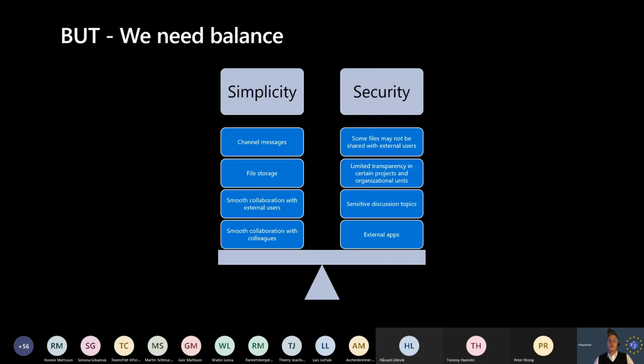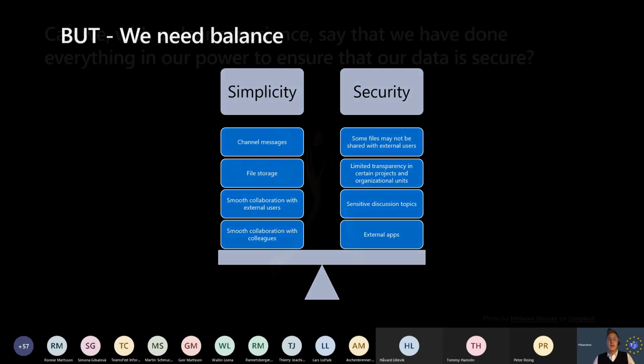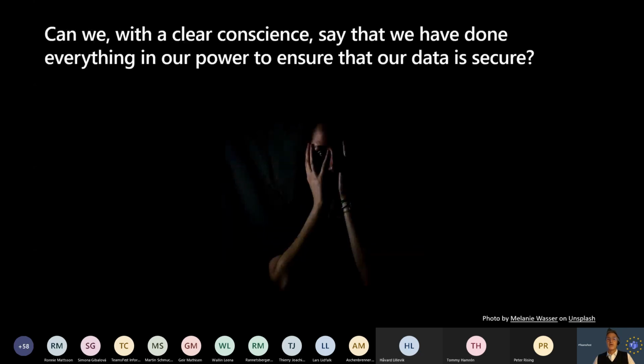Is our data safe where it is stored and handled? Can our data be deleted or manipulated intentionally or accidentally? Can unauthorized persons access our data intentionally or by mistake? Can unauthorized companies or organizations access our data intentionally or accidentally through the third-party apps we may be using? And can we be sure that our data is stored where it must be stored according to our laws and regulations? And finally, can we with a clear conscience say that we have done everything in our power to ensure that our data is secure? It would be interesting to see how many people raise their hand in answer to this question.